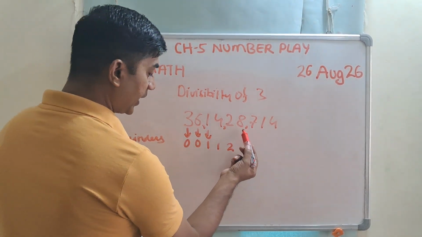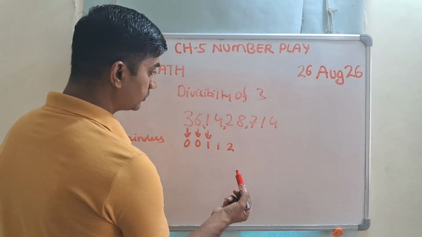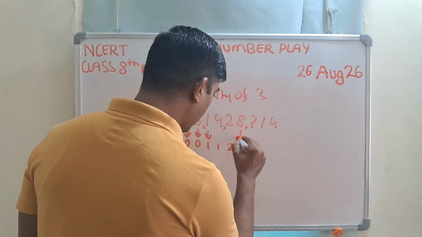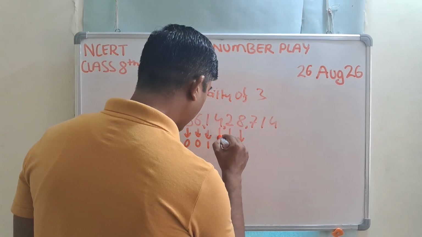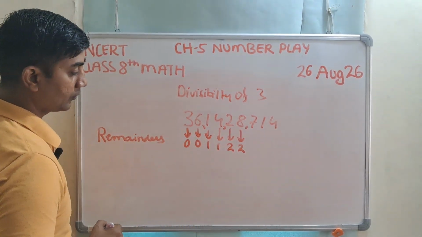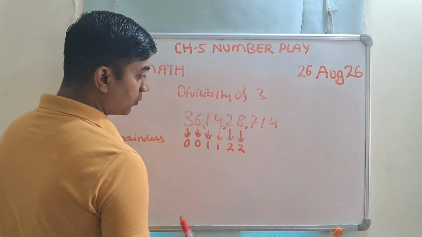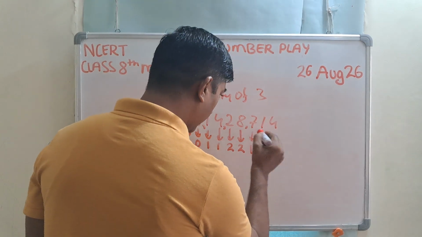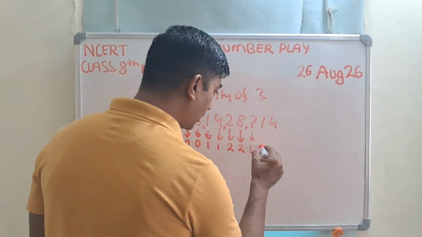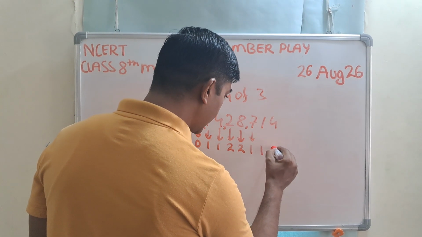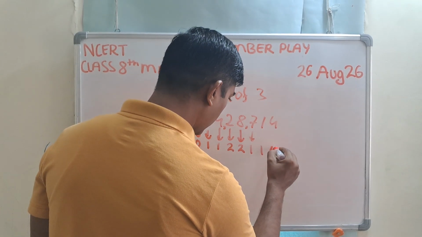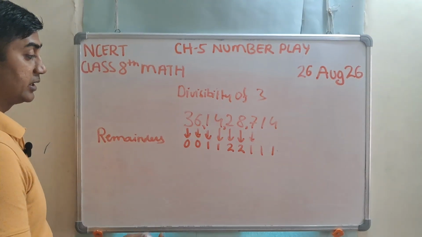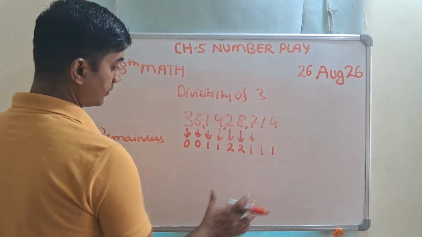Now in case of 8, what is your remainder? 2. Understood? Let me make an arrow so that you can understand. Now in case of 7, what is your remainder? 1. Understood? In case of 1, your remainder is 1, and in case of 4, sorry, in case of 4, your remainder is 1. Now these are the remainders left.